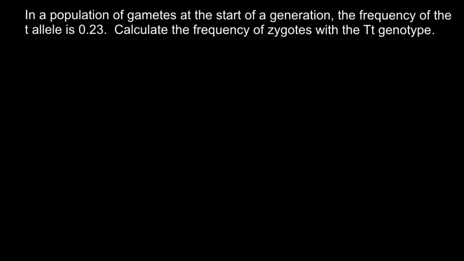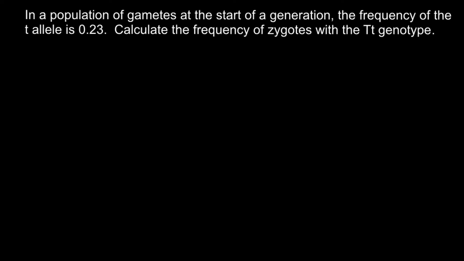And here's a problem. In a population of gametes at the start of the generation, the frequency of the small t allele, or recessive allele, is 0.23. Calculate the frequency of the zygotes with heterozygous genotype. As usual, I recommend you pause the video here and try to solve this problem on your own first, and when you are ready you can run the video again and compare your answer with my answer and explanation.